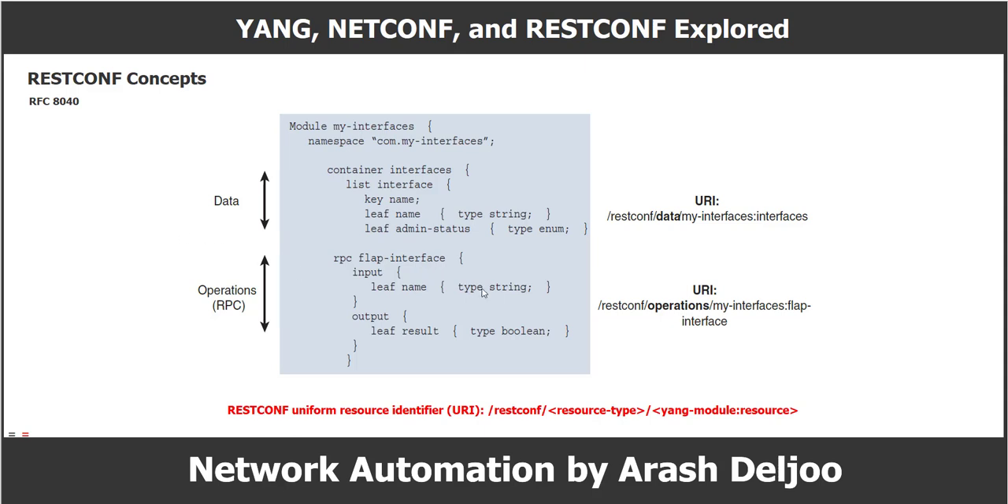And after that, this is the RPC part. Here we have the URI, RESTCONF operation, my-interface, flap-interfaces. As you can see, this is flap-interfaces, and the URI here is the interfaces. Actually, this figure shows JSON RESTCONF data illustrating containers and lists with URIs. As you can see here, we have a container interfaces. This is the JSON container, list interfaces, a key name, and again leaf name, type is a string.